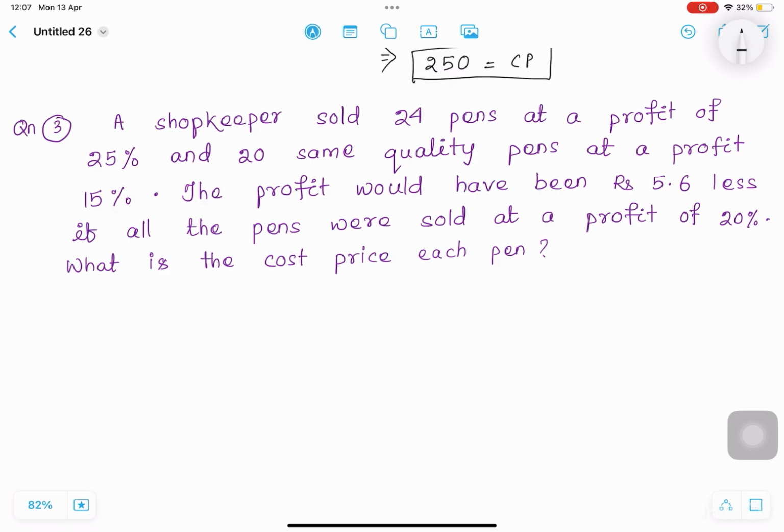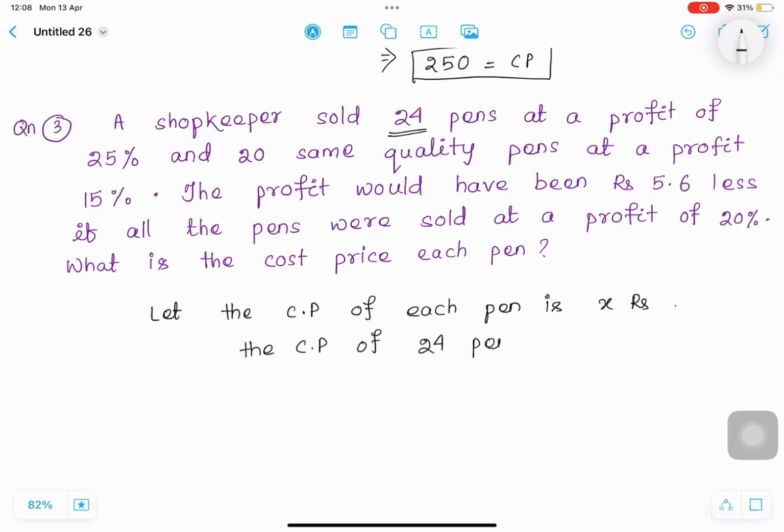So next question is, a shopkeeper sold 24 pens at a profit of 25% and 20 same quality pens at a profit of 15%. The profit would have been rupees 5.6 less if all the pens were sold at a profit of 20%. Find the cost price of each pen. Let the cost price of each pen be X rupees. Then the cost price of 24 pens will be 24x.